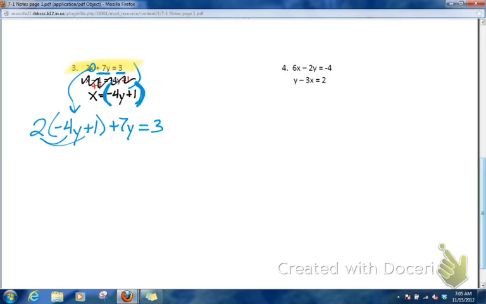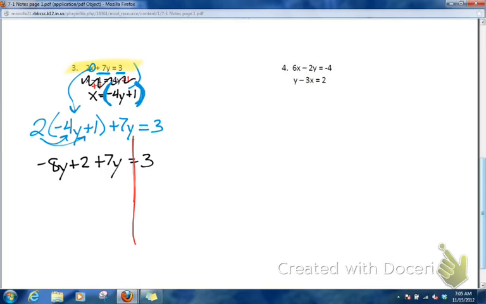Again, it is distributing now, so I'm going to distribute the 2, and I'm going to get negative 8y plus 2 plus 7y equals 3. Again, keep track of what sides of the equation you're on.